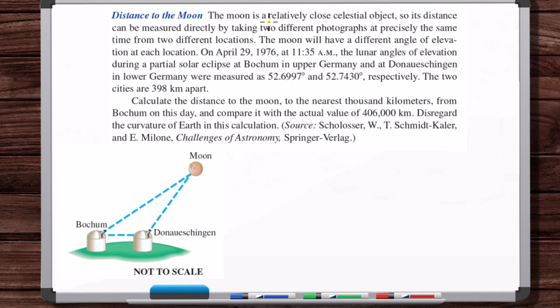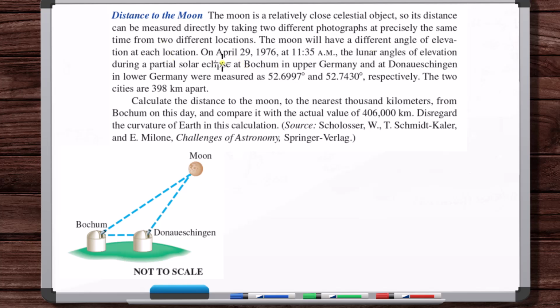The moon is a relatively close celestial object, so its distance can be measured directly by taking two different photographs at precisely the same time from two different locations. The moon will have a different angle of elevation at each location.